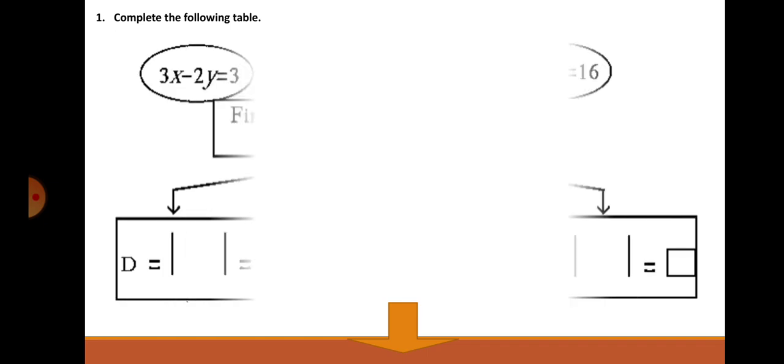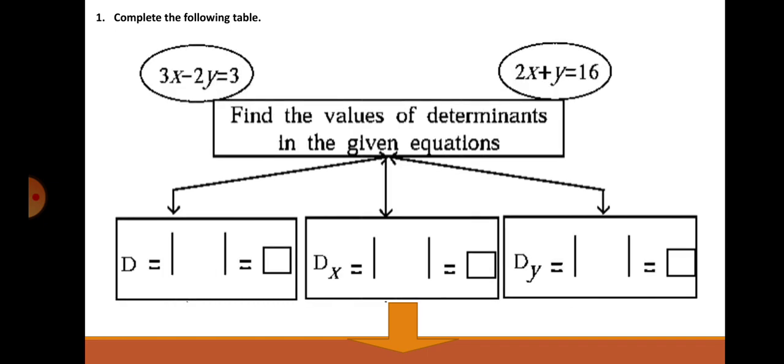Now, next question, which is your question number 4, which is on the next page. Complete the following table. Two equations are given. Your first equation is 3x minus 2y equal to 3, and the second equation is 2x plus y equal to 6. Now, using Cramer's rule, find the values of the determinants in the given equation.